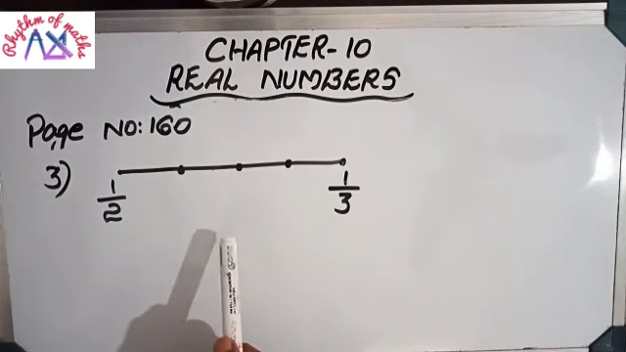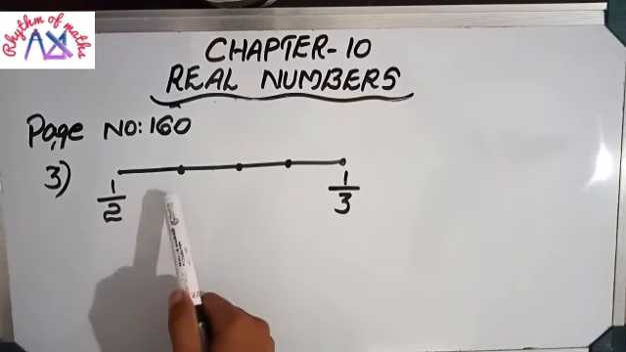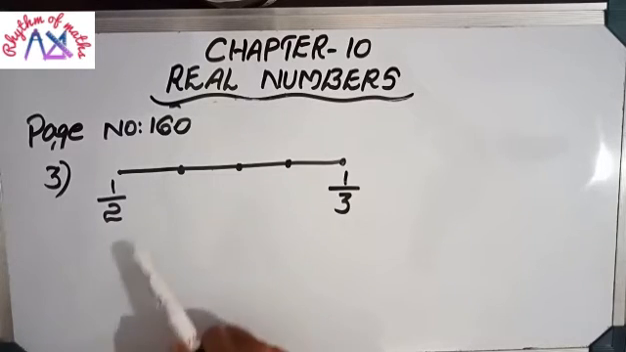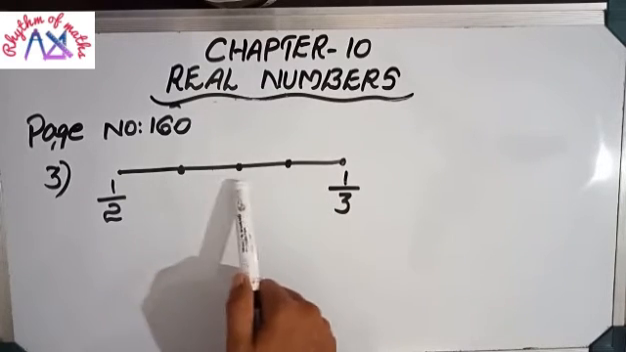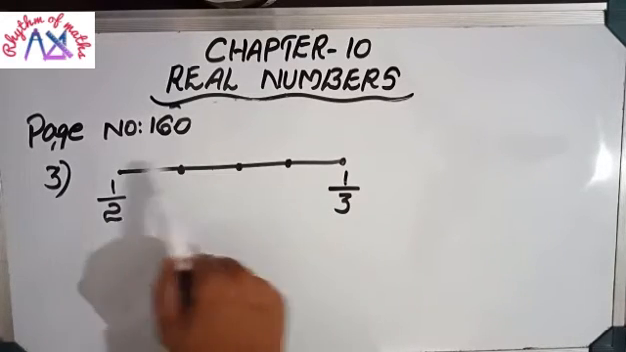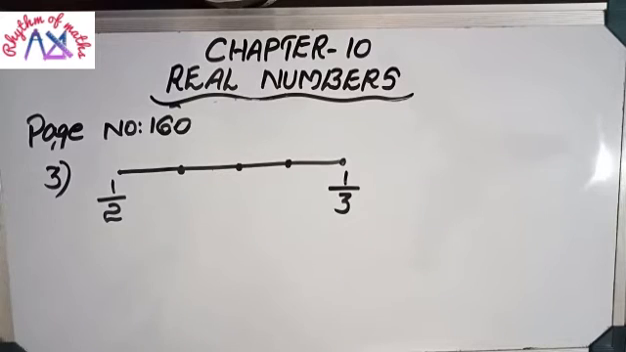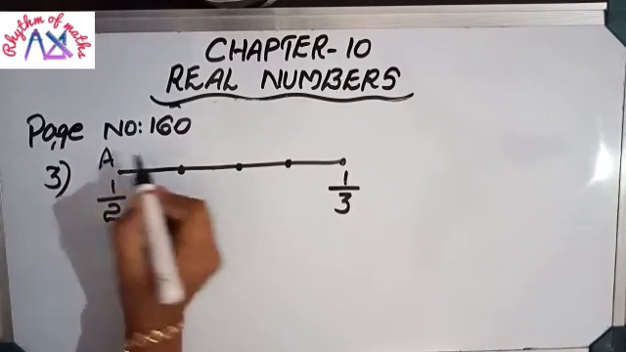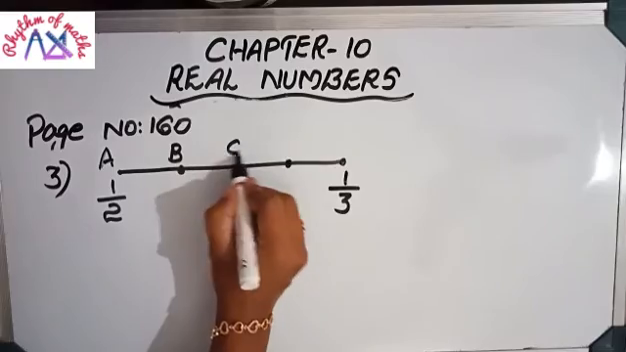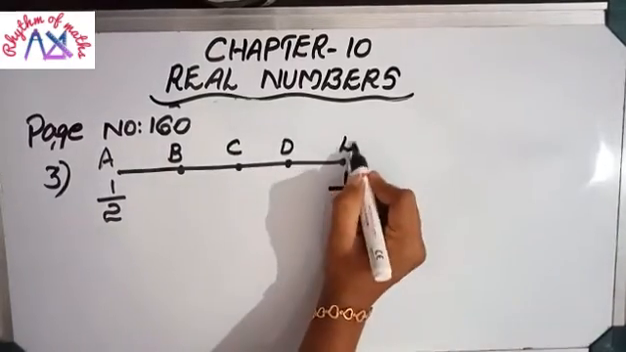In the question, it is given that this line is divided into 4 equal parts. So, 1, 2, 3, 4. These are 4 equal parts. By drawing 3 points, we will get 4 equal parts. Then the question is, what will be these numbers? That is the question. So for that, let's mark the points as A, B, C, D, E.